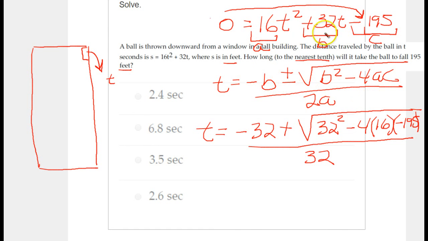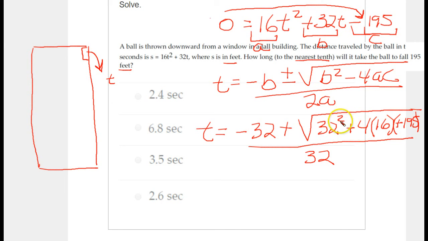Negative b is 32, so a negative 32. Now I eliminated the negative here because we're going to get positive time. So we're not looking for a negative answer here. Plus 32 squared minus 4, which is in the formula, 16, which is our a term, and a negative 195, which is our c term. Now notice we have two negatives here, so all of this is going to become a positive.